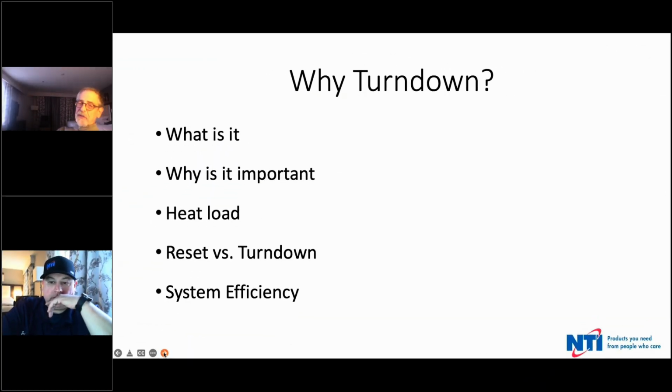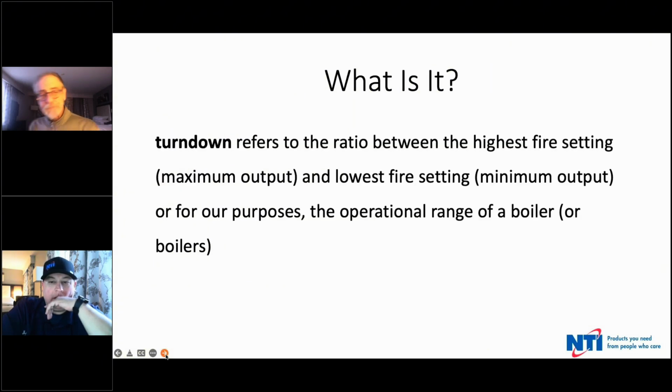We're going to look at what turn down is, why it's important, how heat load interplays with that, and how reset relates to turn down, because quite often the terms are used interchangeably, even though they're not really. We'll discuss the difference. And then finally, we'll look at system efficiency as it relates to reset and turn down. So that's tonight's agenda. And without further ado, we'll jump into it.